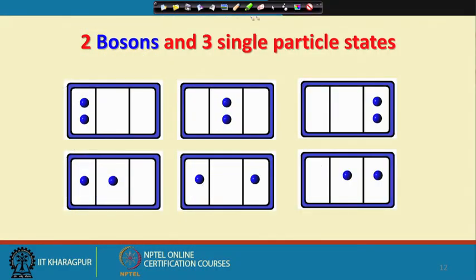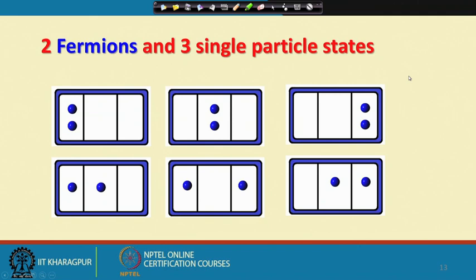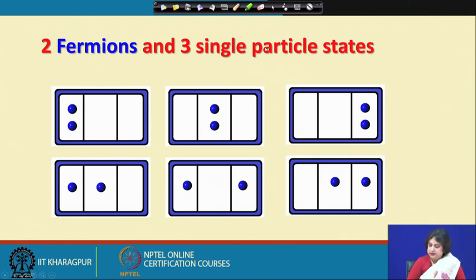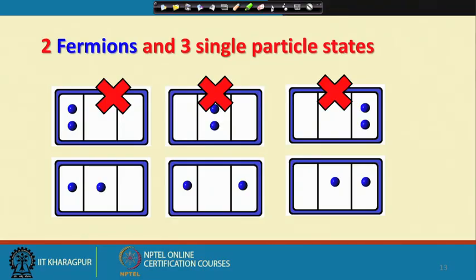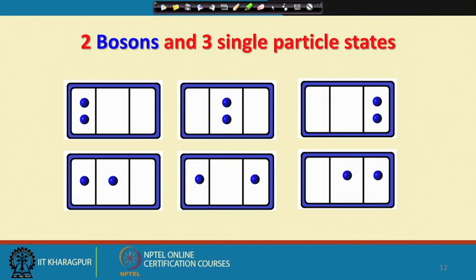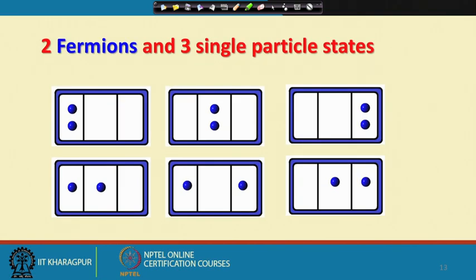Now, let us next look at what happens to the fermions. So, now I have 2 fermions and 3 single particle states. In the case of fermions, I already know that my n value can only be equal to 1.